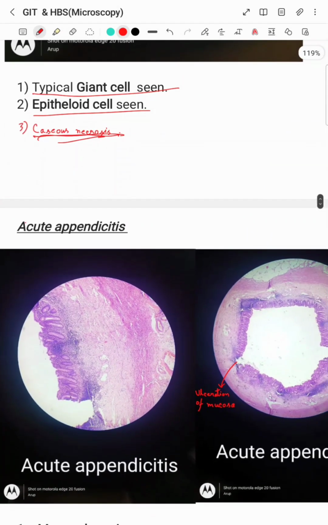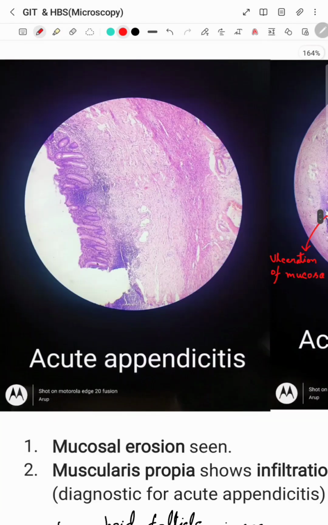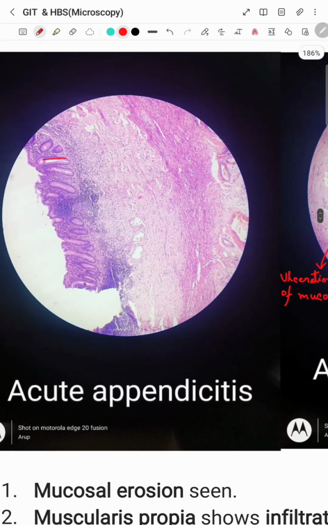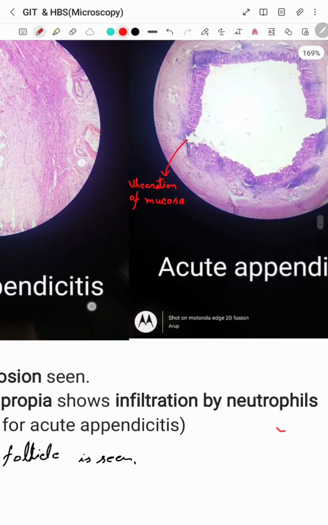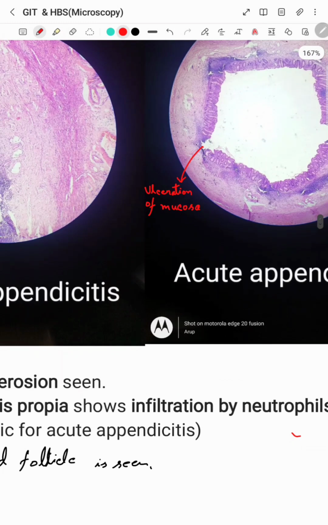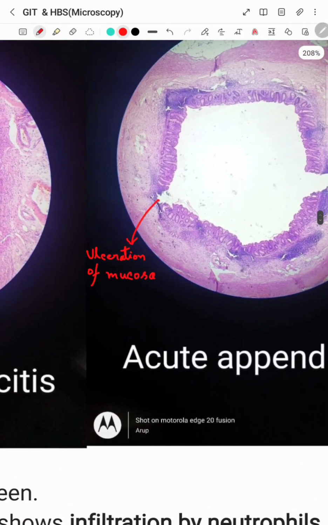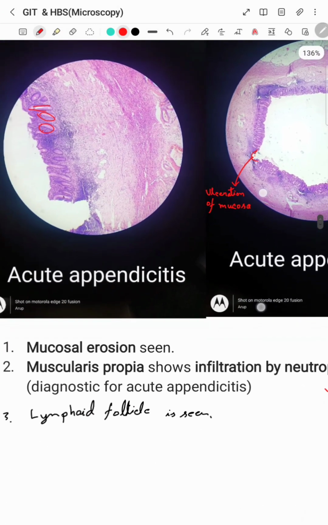Then we go to acute appendicitis. In the appendix you can see the glands. Here you can see the glands, but in acute appendicitis, which is the inflammation of the appendix, you can see the ulceration or erosion of the mucosa.